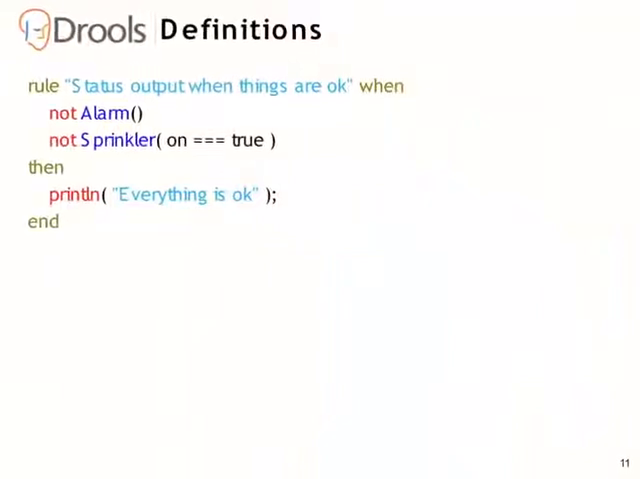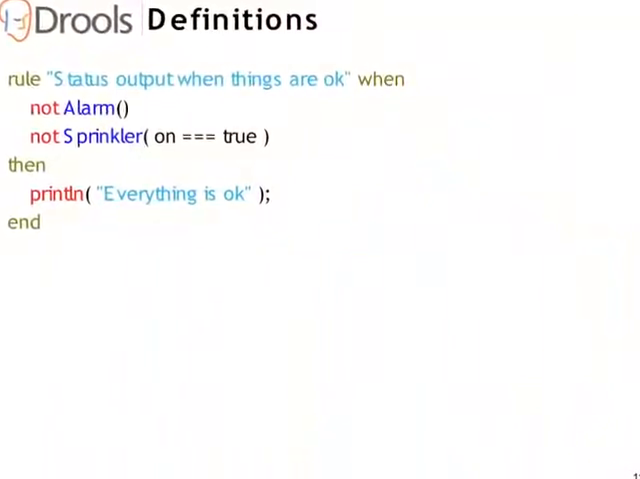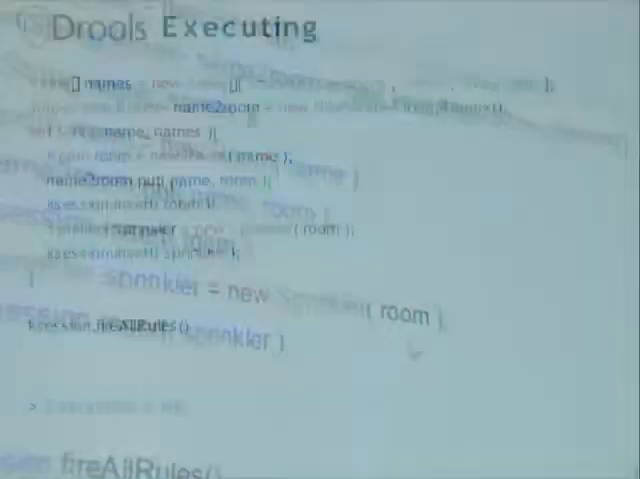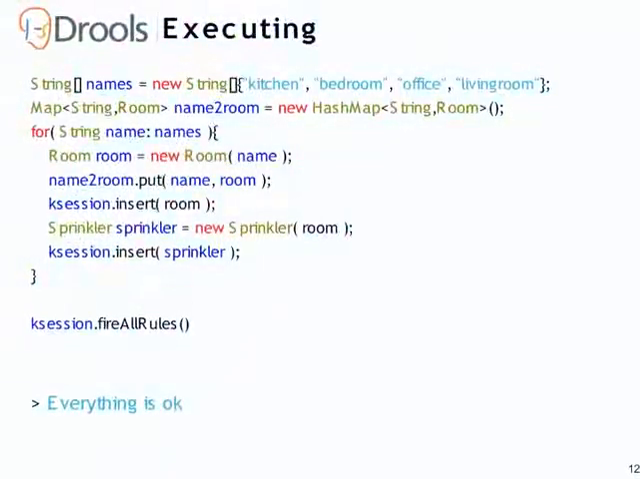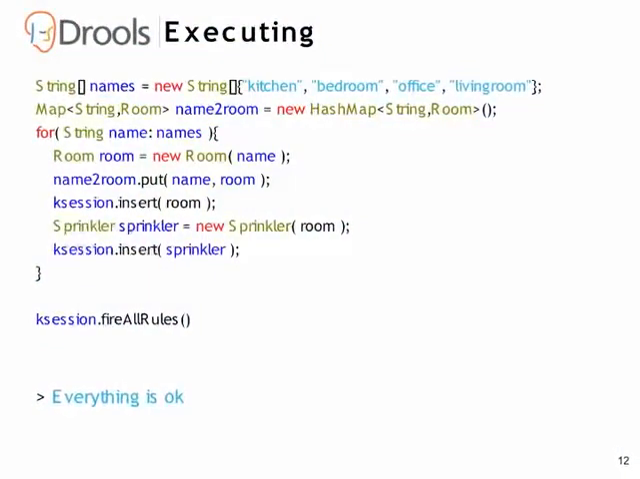So there's a way of being able to do this with collections. It's called first order logic for anyone who's in academic terms. And finally, when there are no alarms and when no sprinkler is on, so everything is okay, this would just basically, for these different rooms, put them into the working memory. I will put these slides online. Don't have time to go through this line by line. So basically it puts all the data into the session, into the working memory, and calls fire all rules.